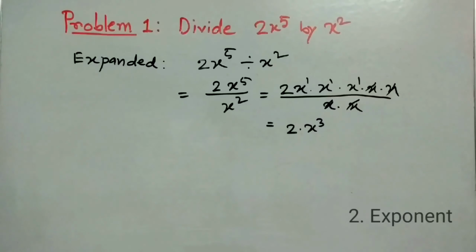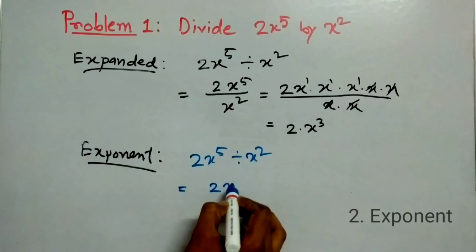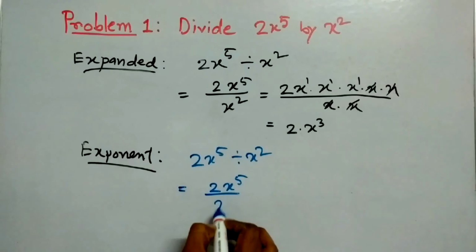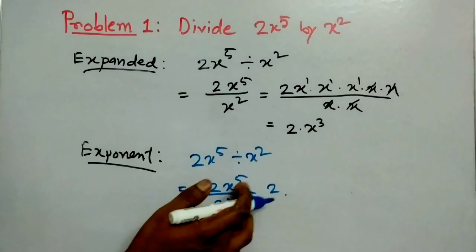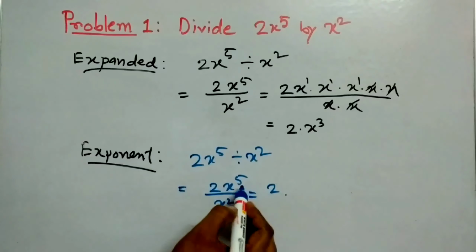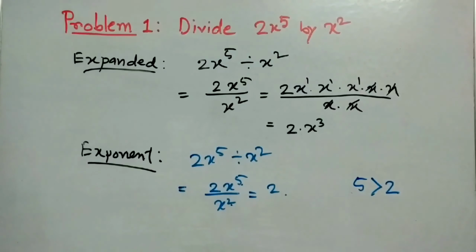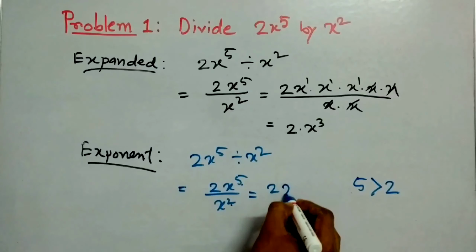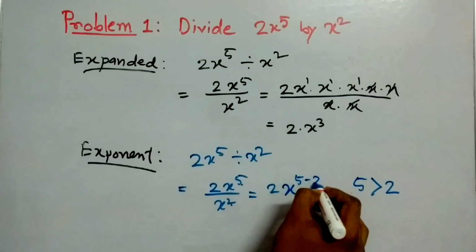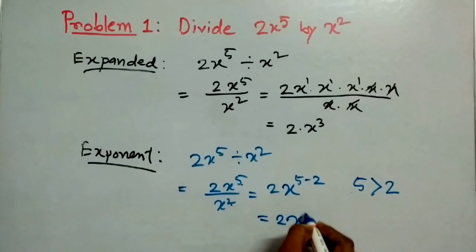Okay, if we solve it by the exponent method, we can write it as 2x to the power 5 by x square. See, this is x to the power 5, this is x to the power 2. Obviously 5 is greater than 2. Therefore, we can write it as x to the power 5 minus 2. So that is equal to 2 into x to the power 3.